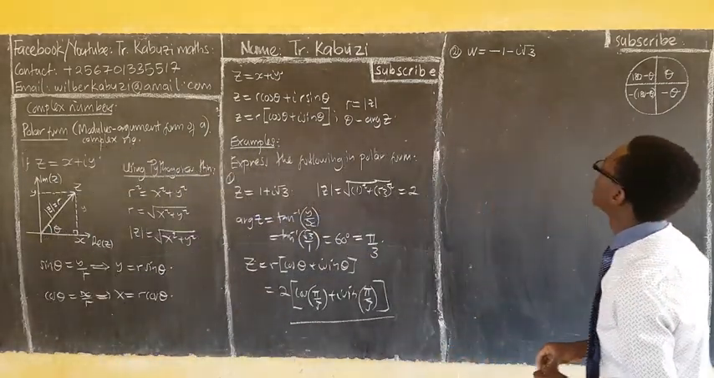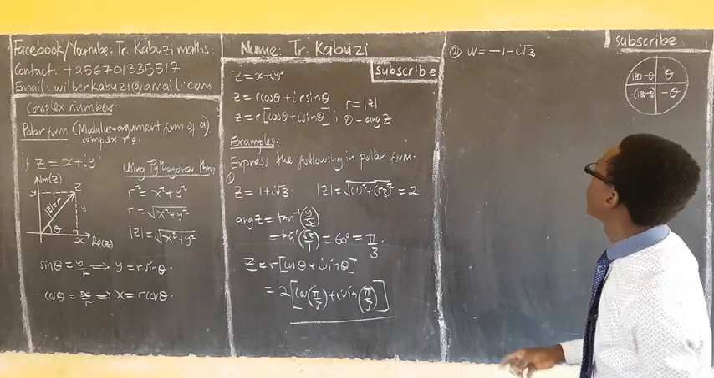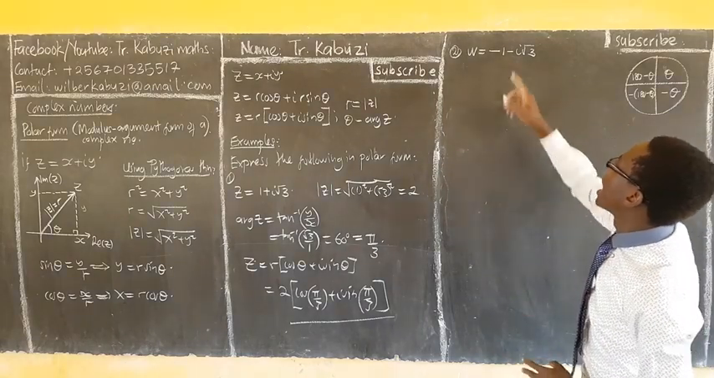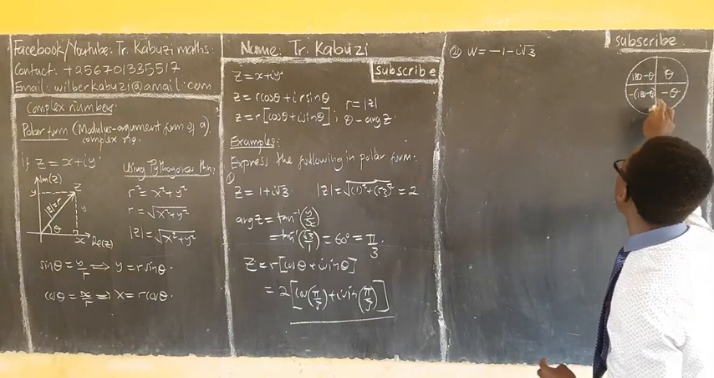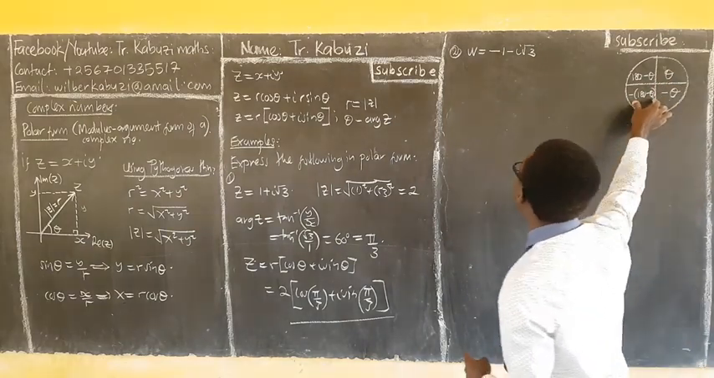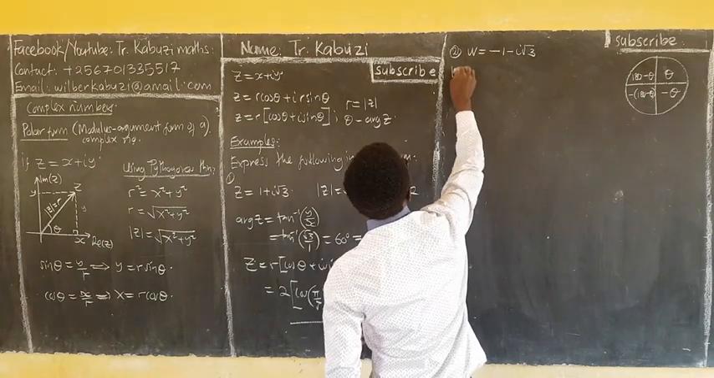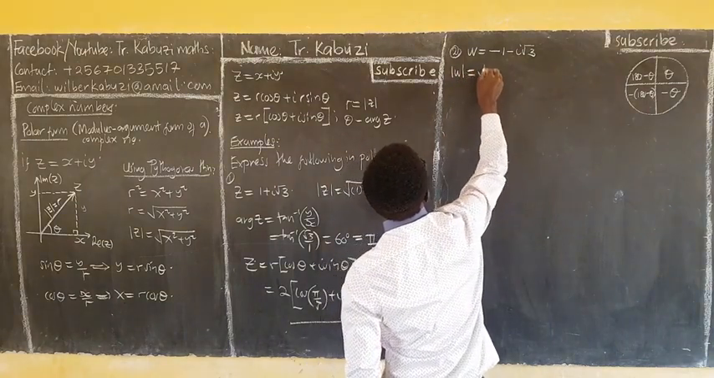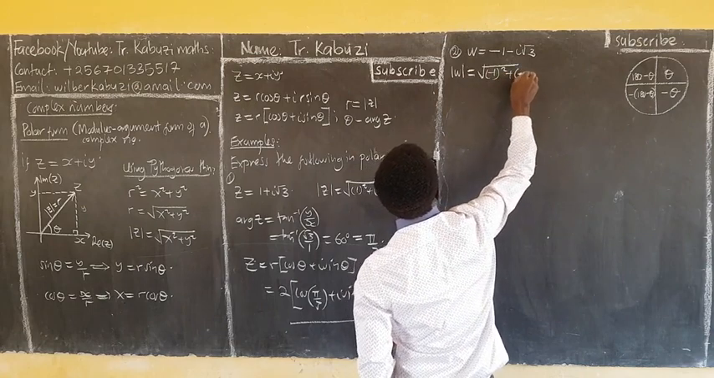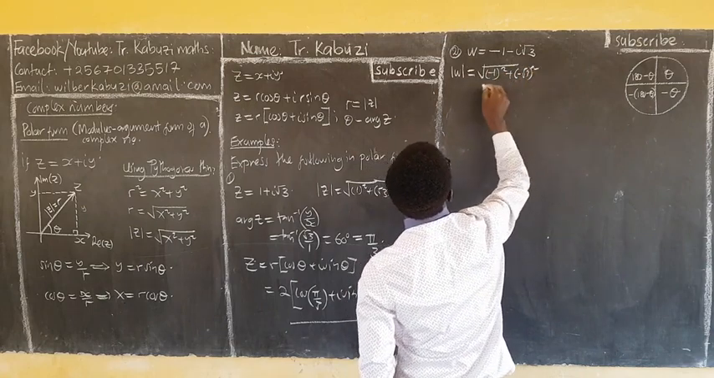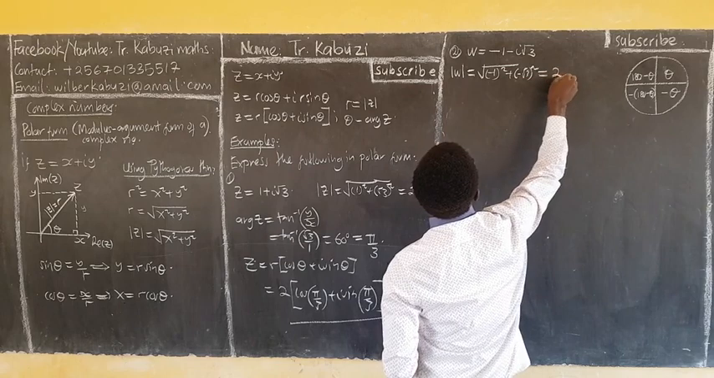When I come to this one, I first ask myself which quadrant. We have a negative real, negative imaginary. So negative, negative, it's in the third quadrant, and this is how we get the argument in the third quadrant. Meanwhile, we first get the modulus. It will be negative 1 squared for the real, then the imaginary is also negative root 3 squared. I think this will give you also a 2.